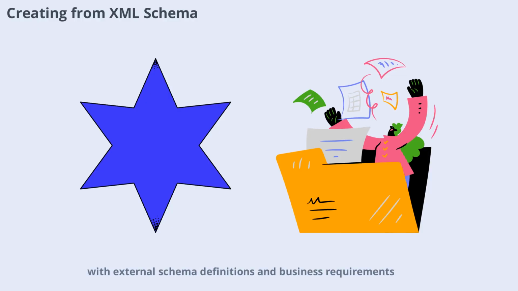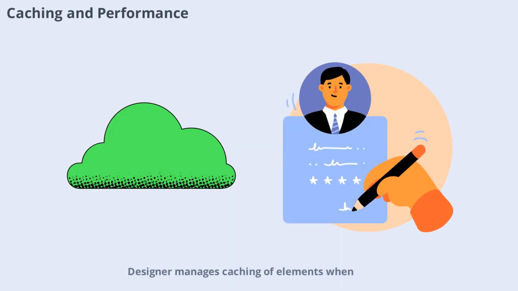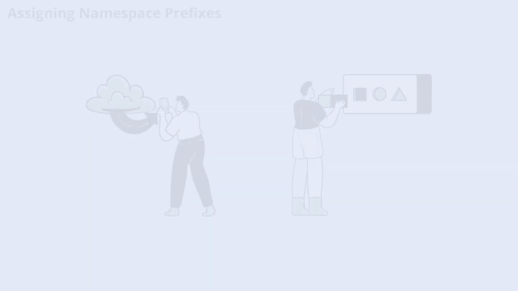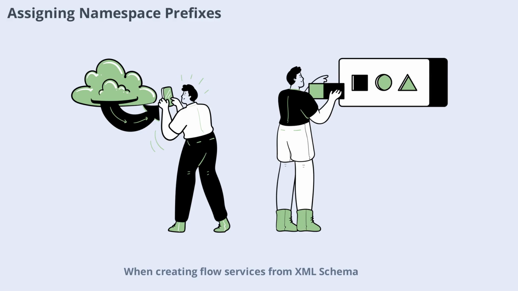Designer manages caching of elements when generating flow services from large XML schemas. Increasing cache size can improve performance by reducing network traffic and speeding up service creation. Proper cache configuration ensures that all generated document types are readily available, supporting efficient development and deployment of complex flow services.